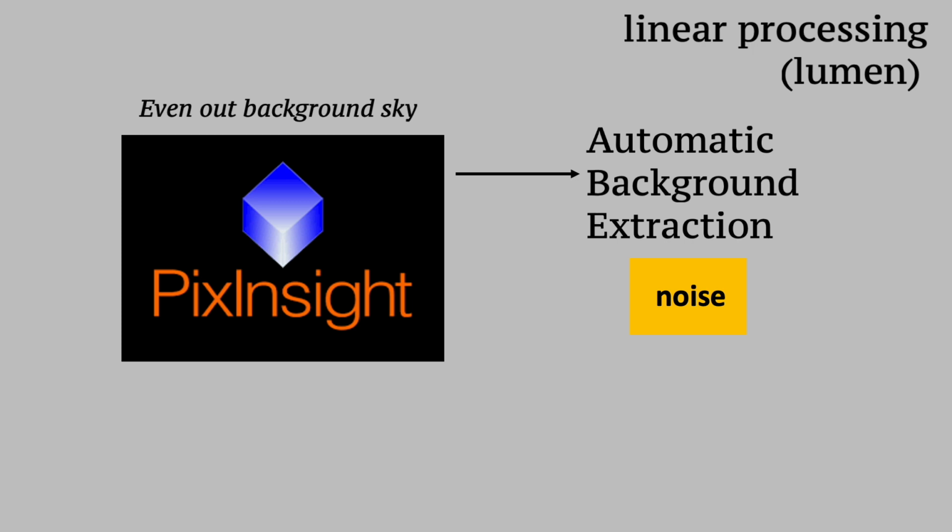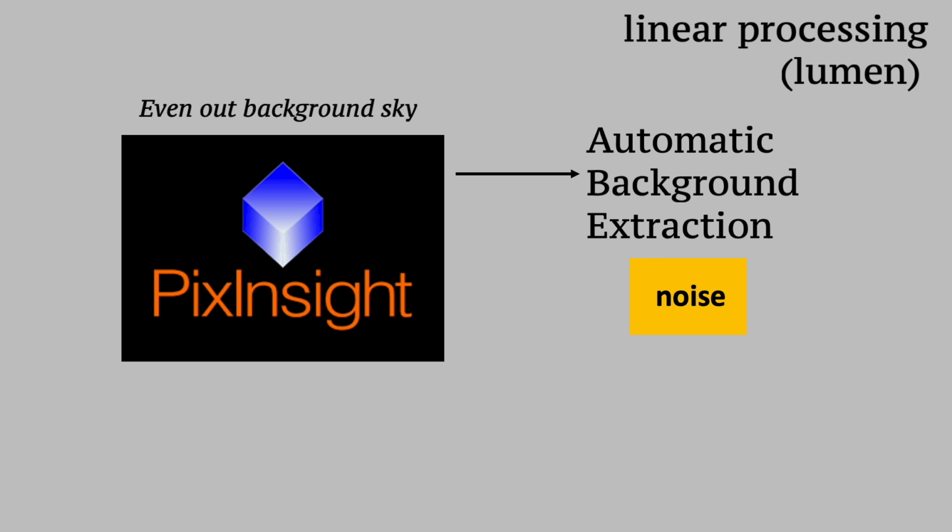Now it may actually, in some cases, be adding some noise if it's looking at the background sky and putting some more noise in to even it out. But a lot of times it's going to take some noise out. So either way, background sky noise is affected by using Automatic Background Extraction. But the goal is to get the background sky even.